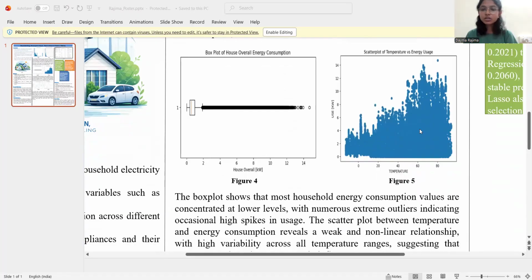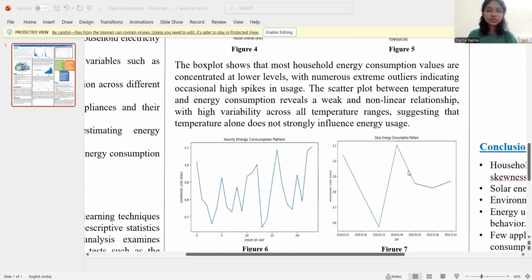Now the scatter plot between temperature and use. As temperature increases, use also increases, but sometimes as temperature increases, use does not increase, meaning temperature and use do not have a linear relationship; they have a non-linear relationship, meaning temperature does not strongly influence use.